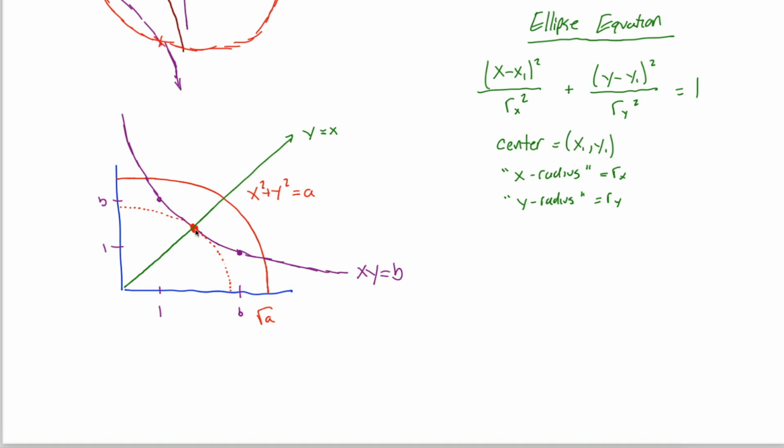One way of characterizing this point is by saying that the distance from the origin to this point on the dotted graph in red is the exact same as the distance from the origin to this graph in purple. What's the distance from the origin to this graph in red? Well, remember, the graph in red is a circle centered at the origin, so the distance from that center to any point on the circle is always equal to the radius, which I'll call the square root of A.